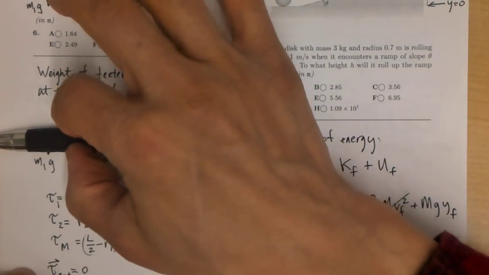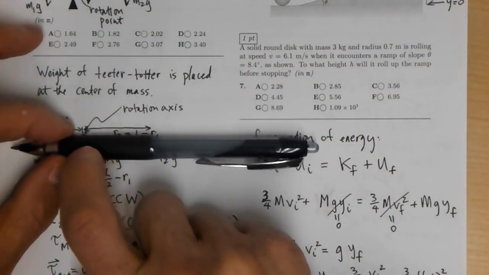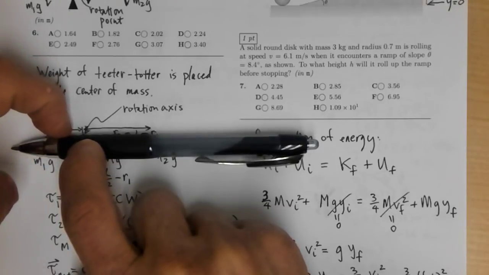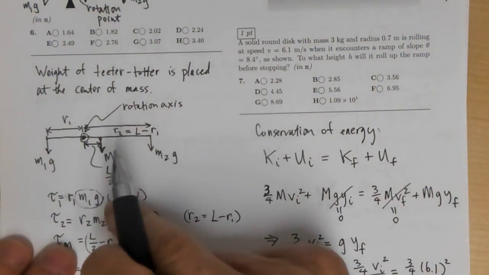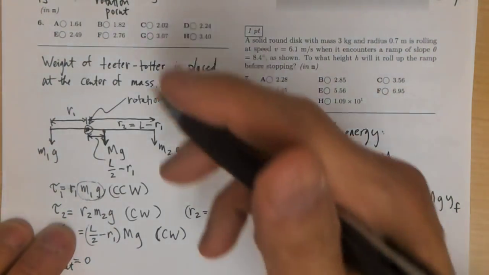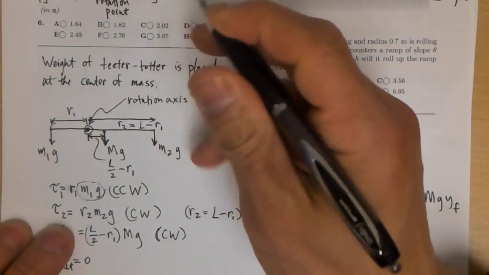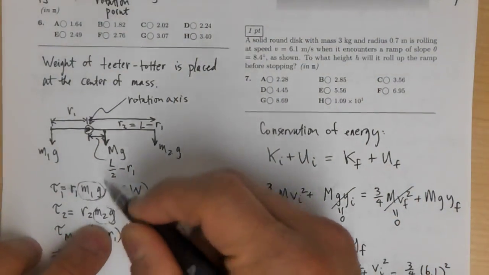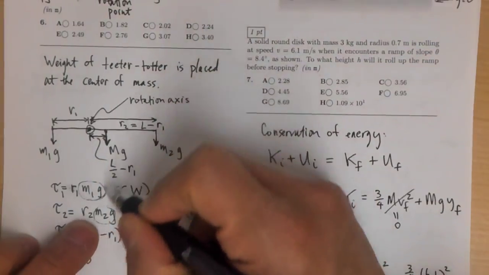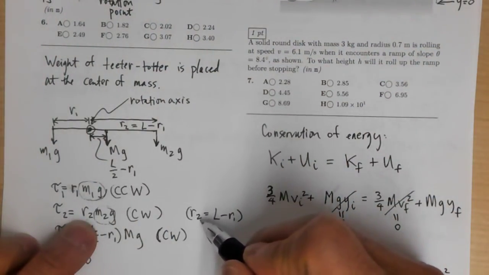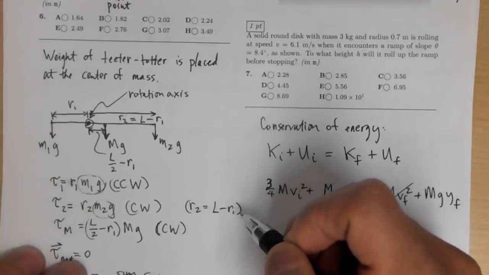The reason it's counterclockwise is if I have the rotation point here and the force is trying to push down, it's rotating my object counterclockwise. CCW is counterclockwise. Then we have this force over here. The force is M2G, the weight of this mass, times its lever arm distance, which is R2. But later on we can put in R2 is equal to L minus R1.